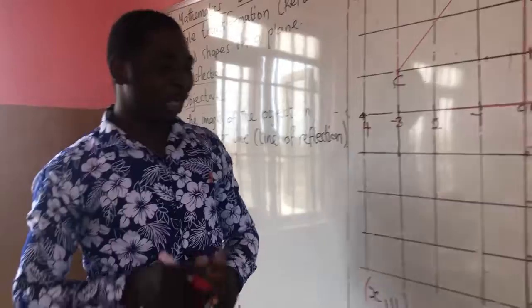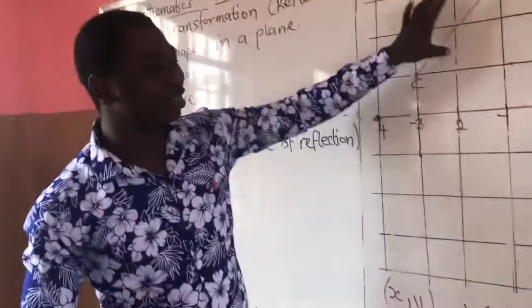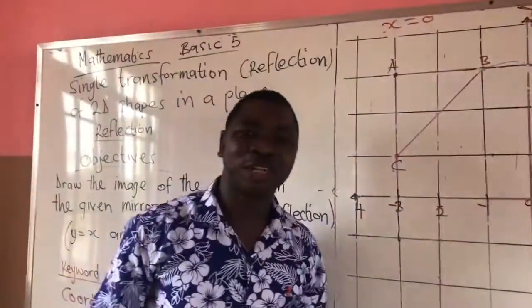So we have talked about coordinates. You can write the coordinates on these shapes down now.